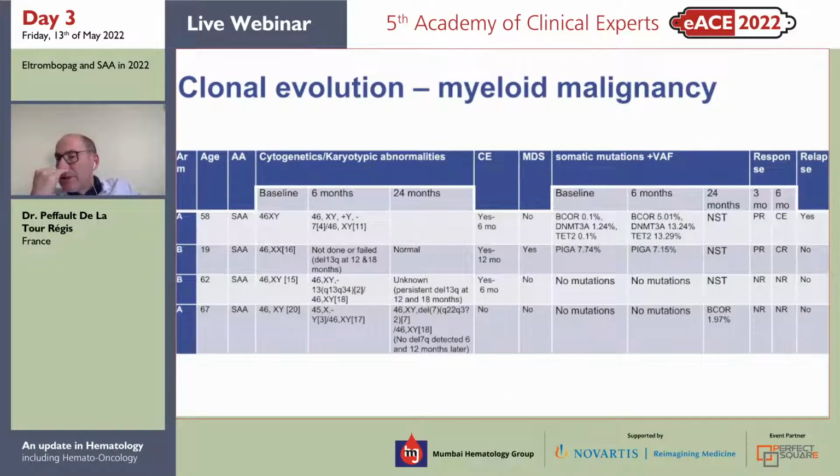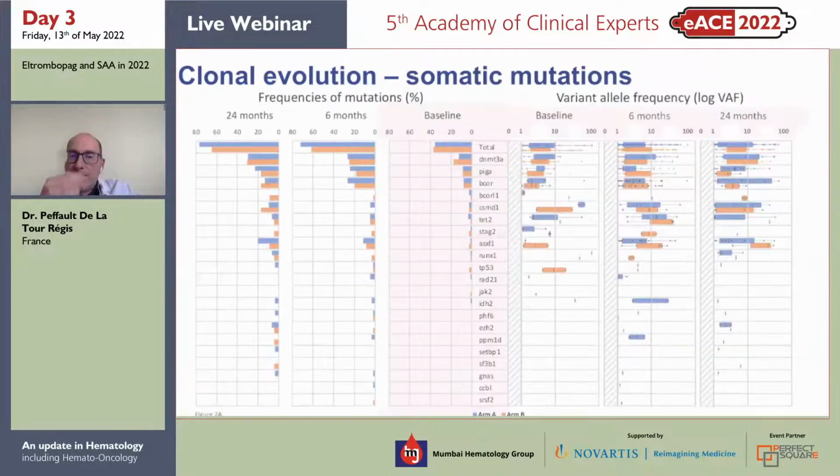Of course, as you may imagine, since eltrombopag is a TPO receptor agonist and considered a growth factor, we were very vigilant about the possibility of clonal evolution. So we were checking patients very regularly, and we were banking samples at baseline, at 6 months post-treatment, but also at 2 years. And what we did find is only 4 patients who presented with a cytogenetic transformation considered as MDS according to WHO, with 2 patients in arm A and 2 patients in arm B. As you can see, there was an exactly similar distribution between both arms.